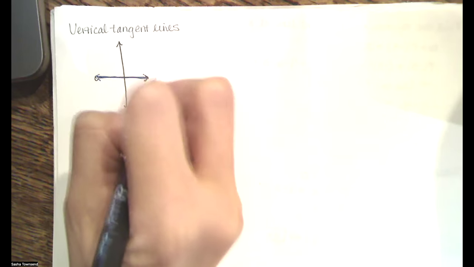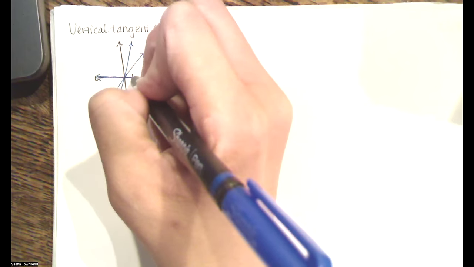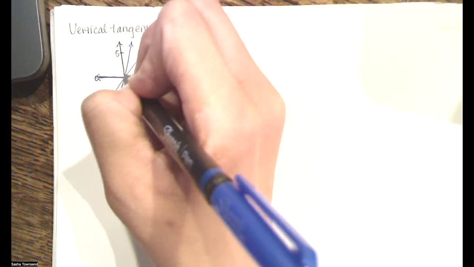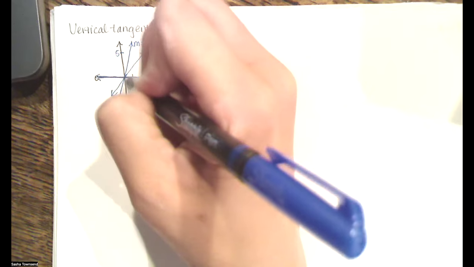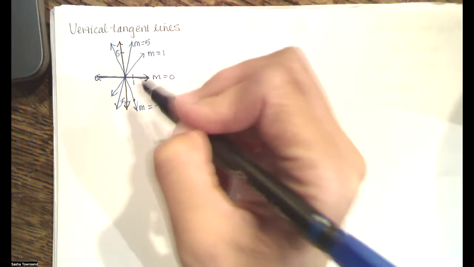Now our graphs can also have a vertical tangent line, but we know that the slope of a vertical line is undefined. If we look at lines of various slopes, let's just look at y equals 0. That has a slope of 0, right? And then y equals 1 has a slope of 1. As the slope increases, we go up however many units, let's say 5, and then over 1. This has a slope of 5. And then if we went down to negative 5, we could draw a line through this point, and we'd say that this line has a slope of negative 5. So as the magnitude of the slope gets larger and larger, that line gets steeper and steeper.